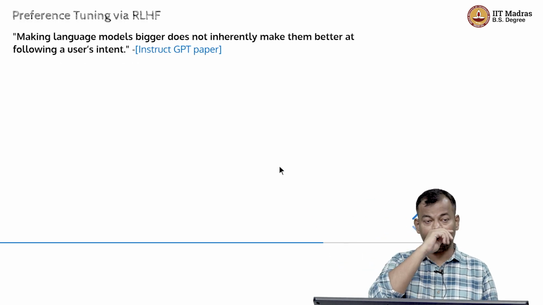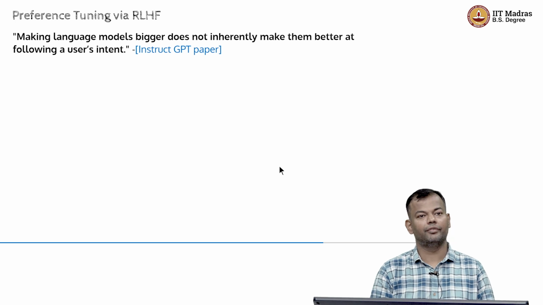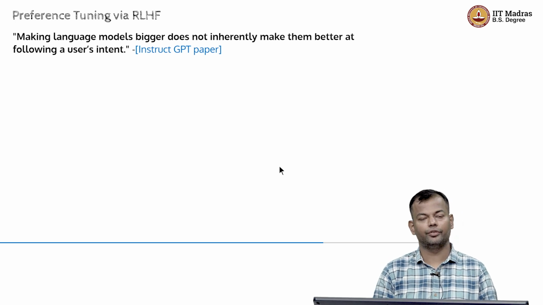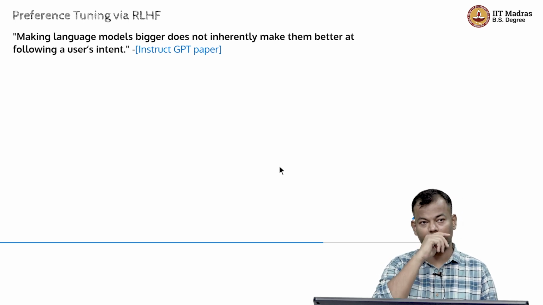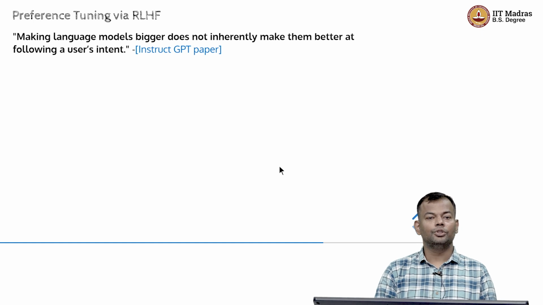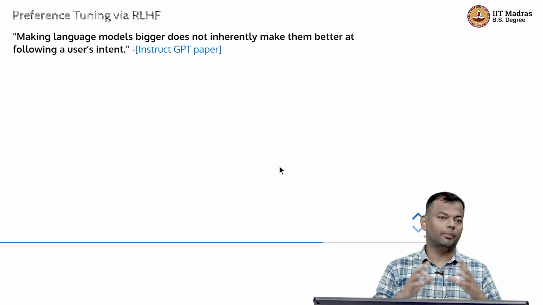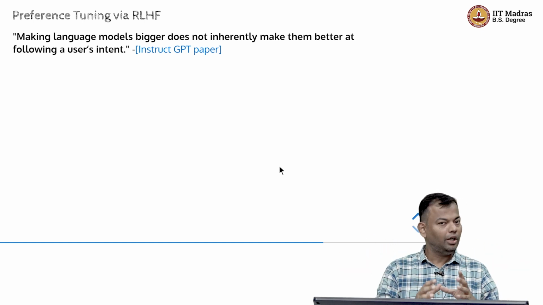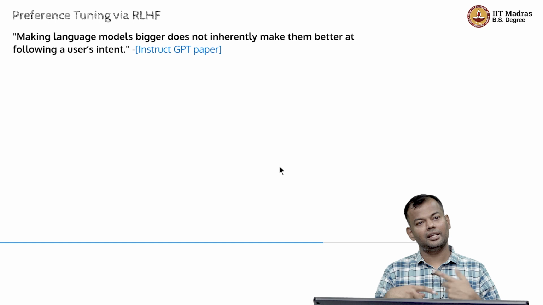Now in this context, there's also another concept that you would have heard of, which is RLHF, reinforcement learning with human feedback, or also preference tuning. So here the idea is that just by making the model bigger, you could pack a lot of world knowledge in it. It will start memorizing a lot of things that you show it, but it will still not learn to understand the user's intent.